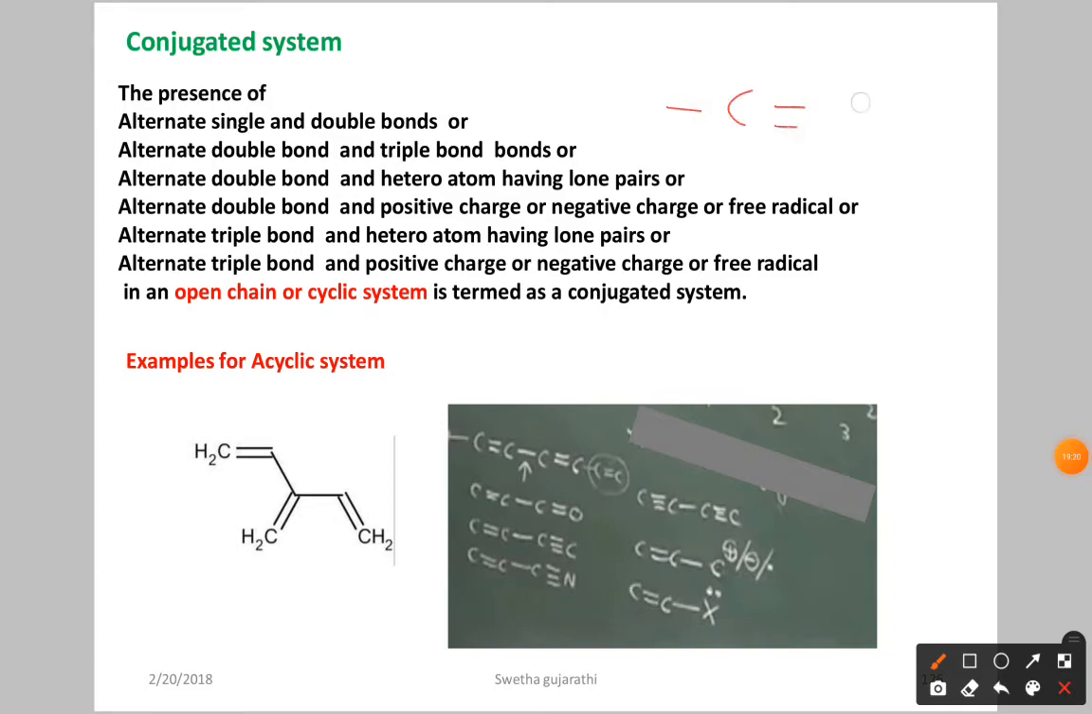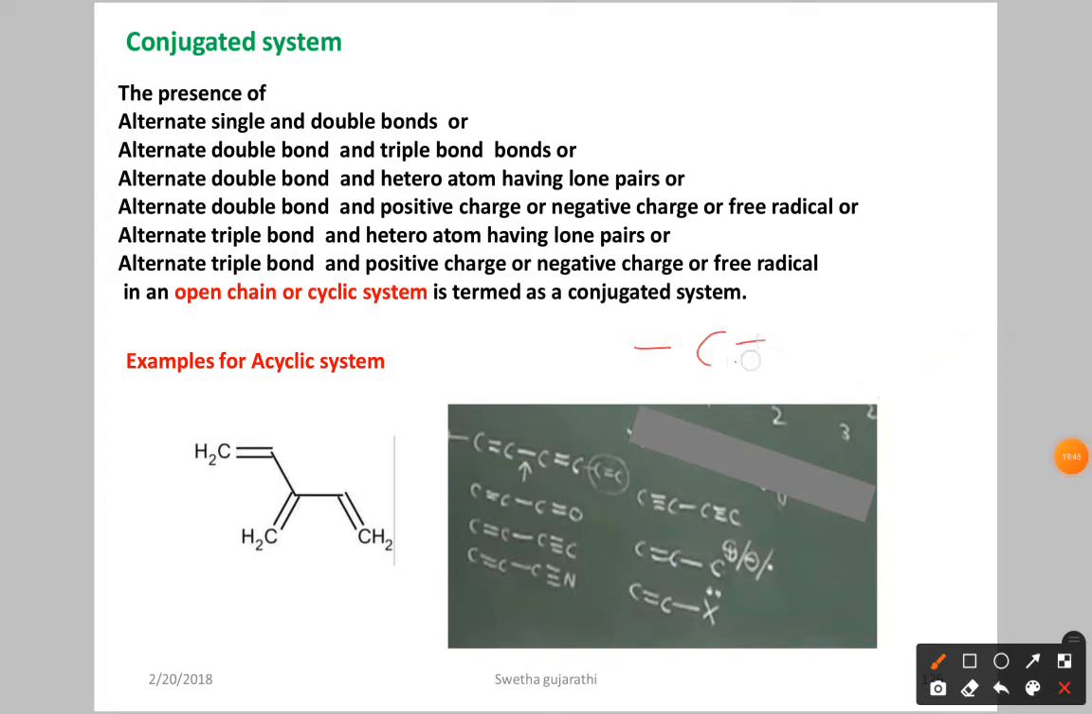Sometimes like this, a free radical, which is nothing but a dot. This also indicates conjugation. Sometimes we have a triple bond, like this, and a heteroatom having a lone pair. If you have a triple bond, one single bond, and after that a lone pair, it also indicates conjugation.